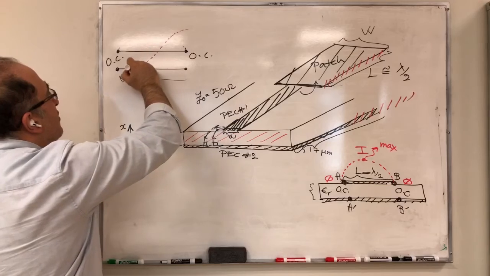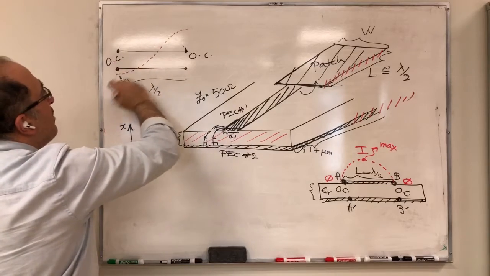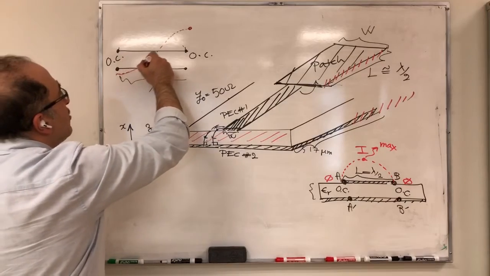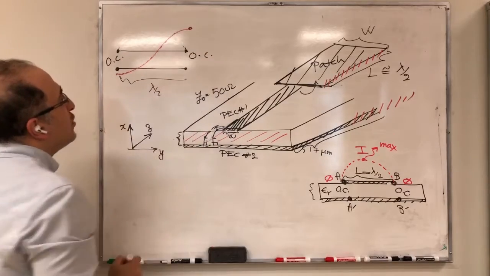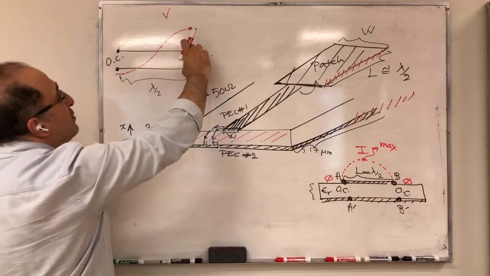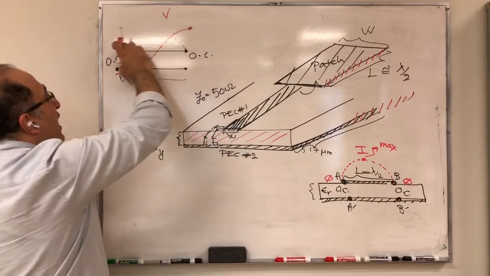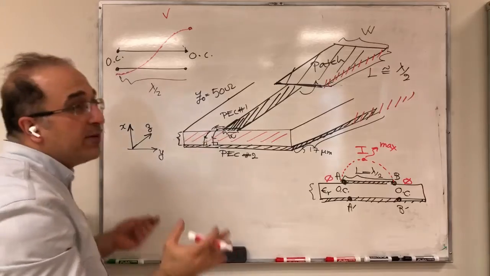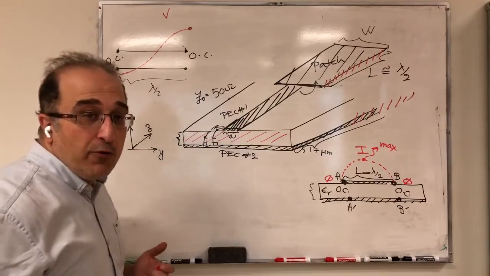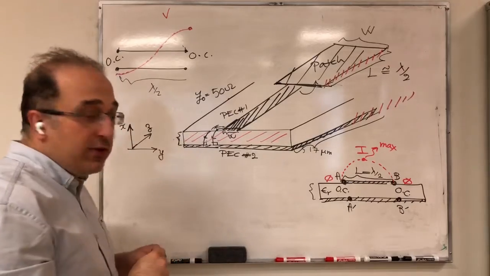And again, after half a wavelength, it becomes maximum again with a different polarity. And this is, remember, also half a wavelength. So this is my voltage distribution. You start with maximum at open circuit, and you go again to maximum with a different polarity. And at the center, you're crossing zero voltage. So that's what we're going to have.